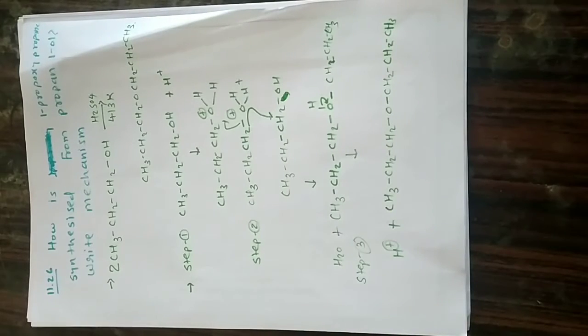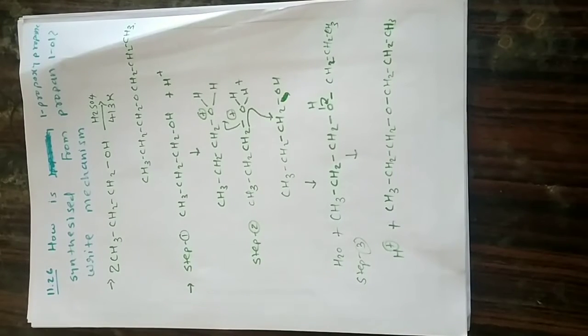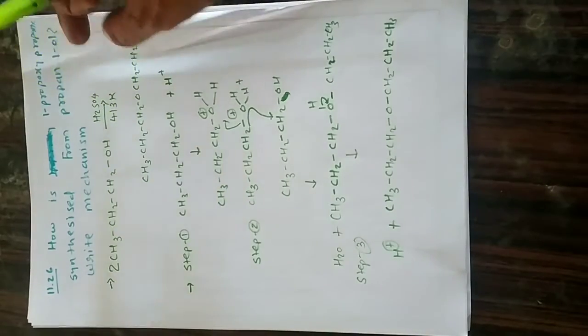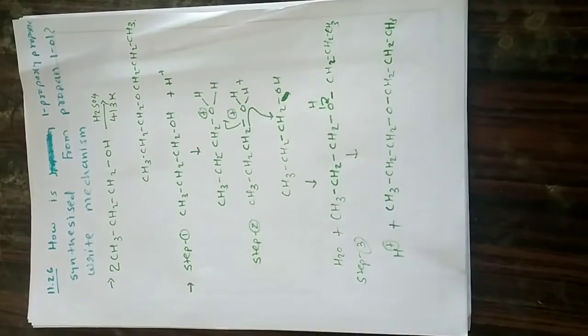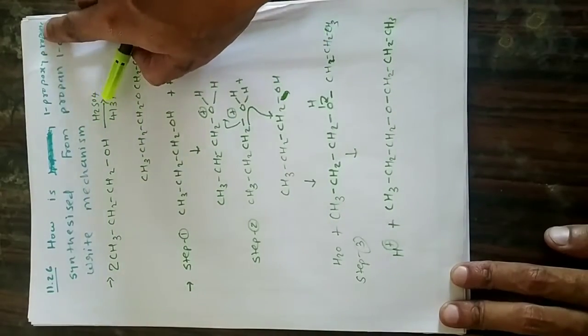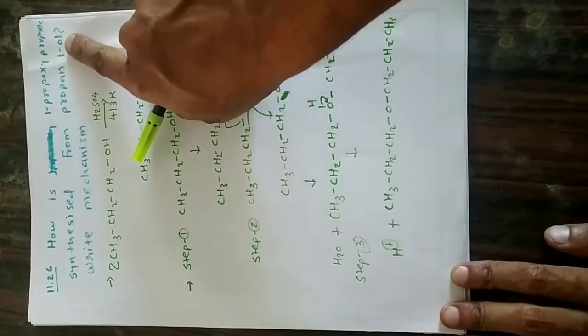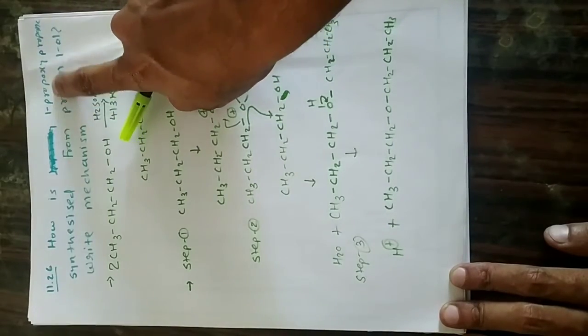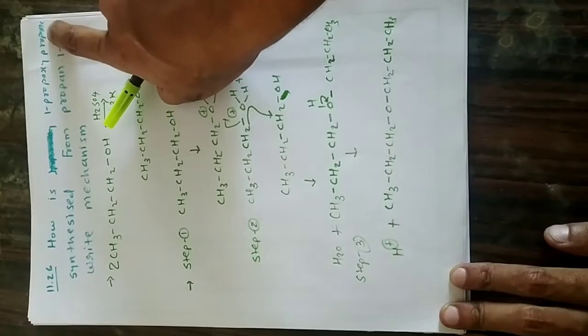Here I am going to discuss question number 11.26 from the exercise. The question is: how is 1-propoxypropane synthesized from propan-1-ol? Write the mechanism. So what is the question? We have to prepare 1-propoxypropane from propan-1-ol. Propan-1-ol is our starting material, and 1-propoxypropane is our product.